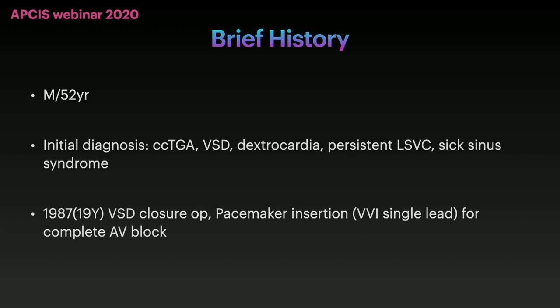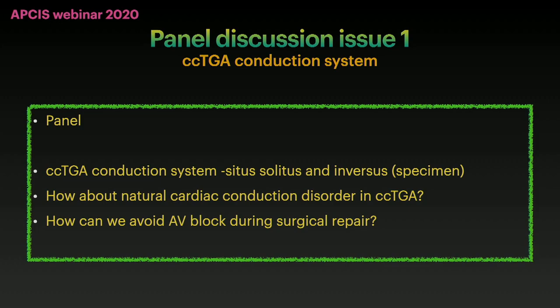As you know, the anatomical disposition of the cardiac conduction system is different in the two forms of ccTGA: those with the usual atrial arrangement versus those with mirror-imaged arrangement of the atrial appendages. We will discuss the AV block issue and how we can avoid iatrogenic complete AV block.